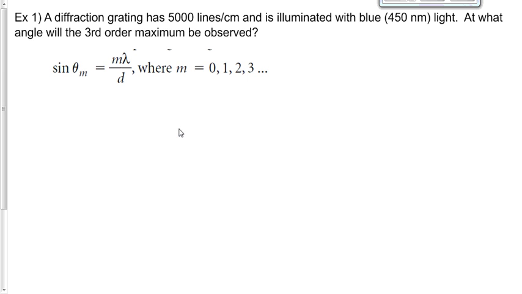We know a couple things. We have our m, which is going to be 3 because it's our third order maximum. We know we're looking for our theta 3, the third order maximum. We have our wavelength. It's 450 nanometers, or 450 times 10 to the minus 9 meters.